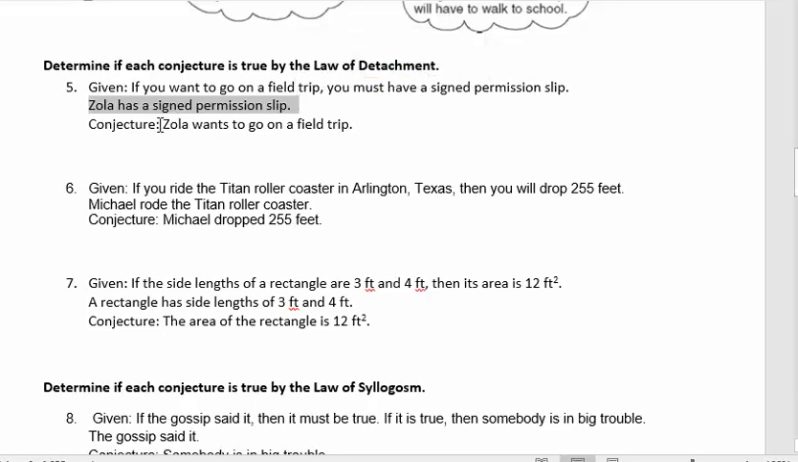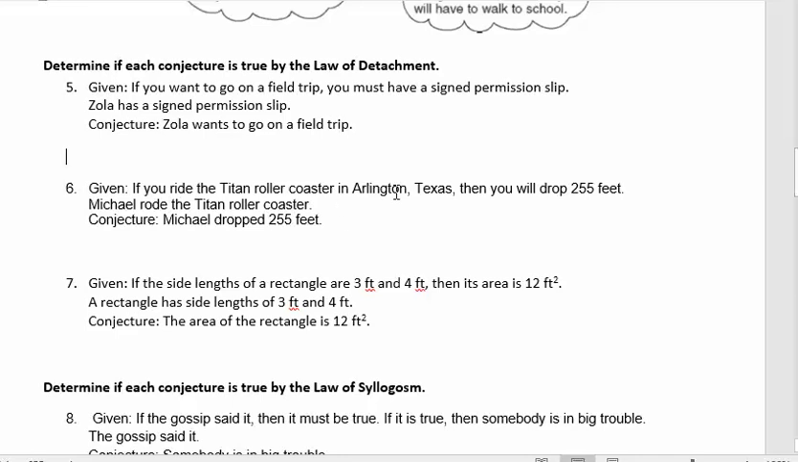So the conjecture is that Zola wants to go on the field trip. This is false. You can't make the conjecture backwards. You can only go in this order: if you want to go on the field trip, then you must have a signed permission slip. Let's look at the second one.